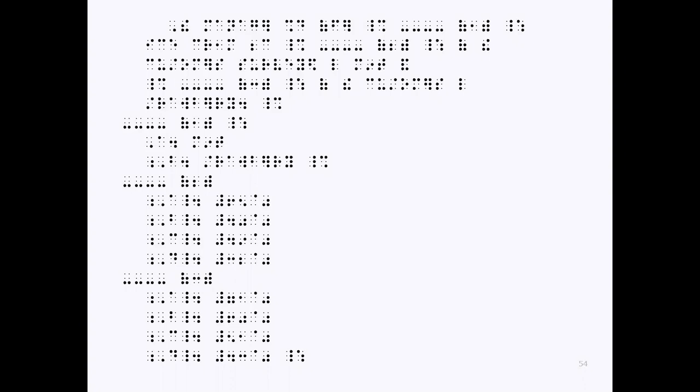If it's done in UEB technical, there will be no Nemeth in it whatsoever, and so you'd never see the Nemeth long dash. It would always be the UEB low line. Let's see. Okay, you got it, good. Good question, Channing. Okay, moving on, unless there are other questions.